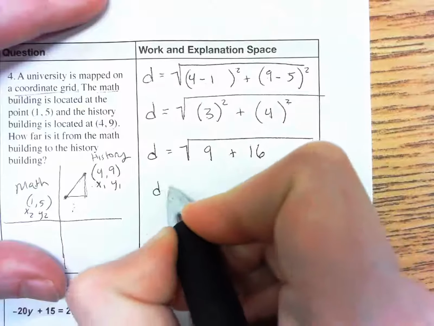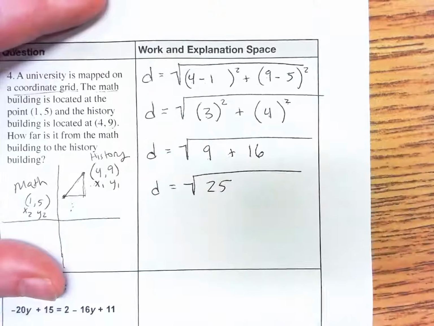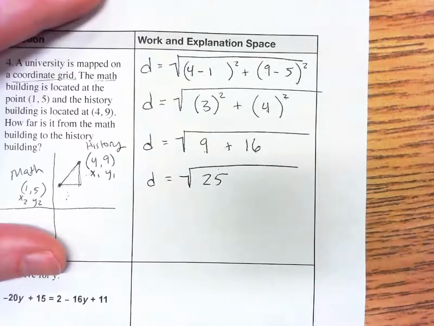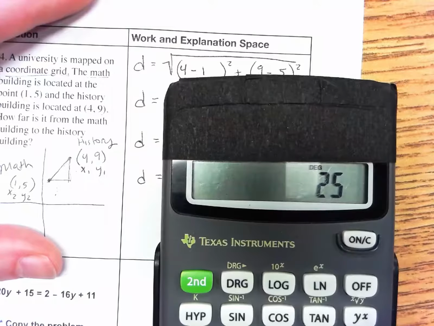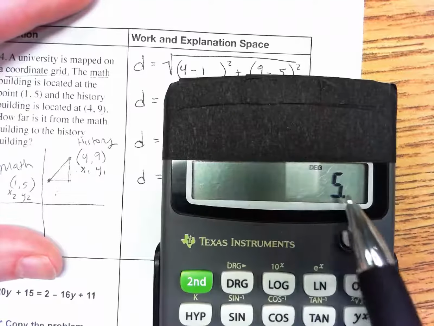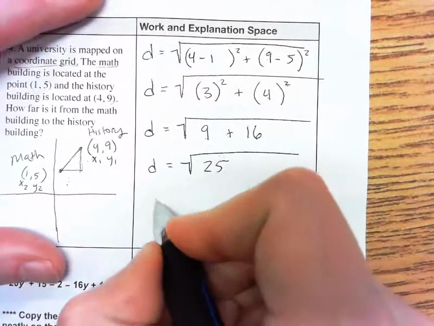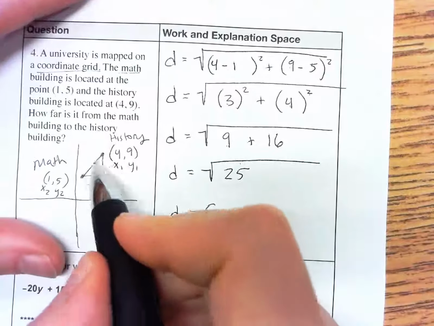Then we can add those together. 9 plus 16 is 25. And if we ask ourselves, does 25 have a square root? If you don't know this, you can check it on your calculator just by typing in 25 and then your square root symbol. And it does give us a whole number, 5. So instead of keeping it at square root of 25, we can say the distance is 5. So it's 5 units from the math building to the history building.